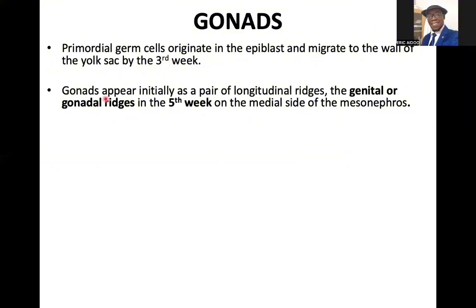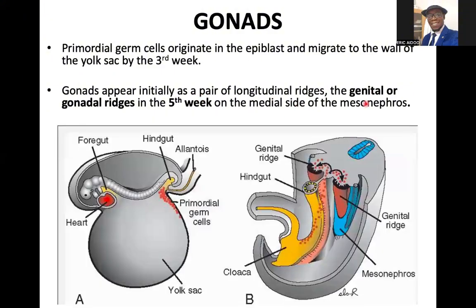Okay, so gonads appear initially as a pair of longitudinal ridges known as the genital or gonadal ridges in the 5th week on the medial side of the mesonephros. So this is the yolk sac. Those are primordial germ cells which are migrating. It means that they came from the epiblast and then they find their way in the yolk sac and then walk along the hindgut all the way towards the gonadal cord at this point.